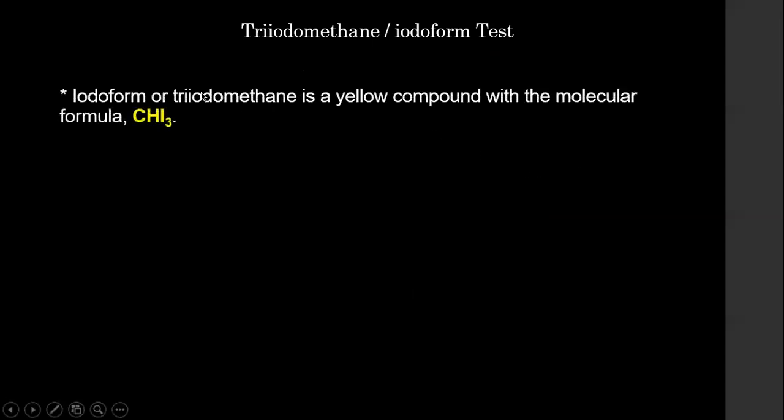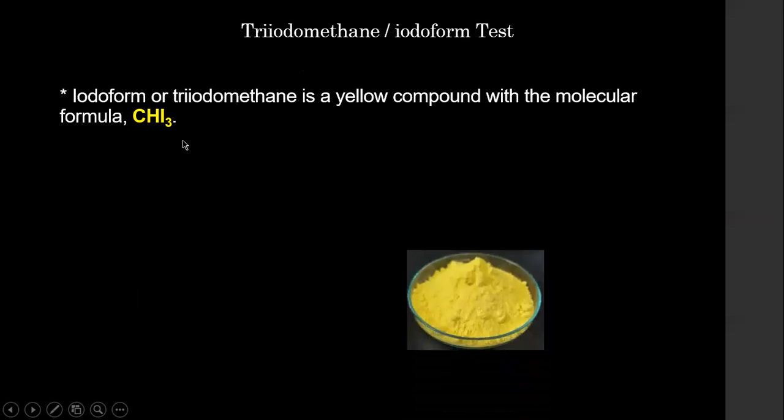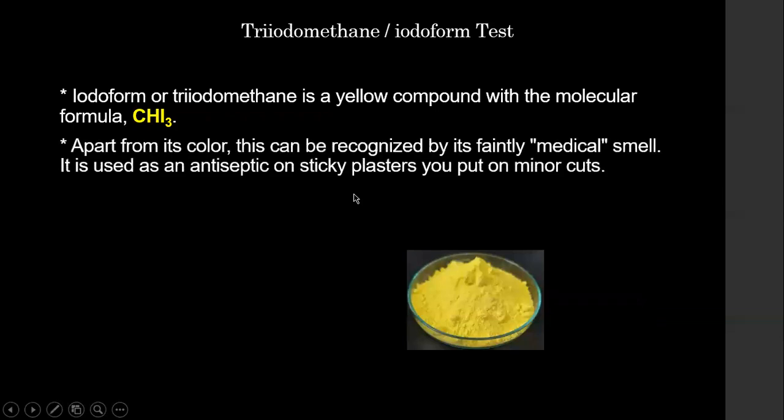Now, the lesson, as I said earlier, is to talk about the triiodomethane or iodoform test. What is this triiodomethane? Iodoform or triiodomethane is a yellow compound, and it has the formula CHI3. You can see the color of this triiodomethane or iodoform.